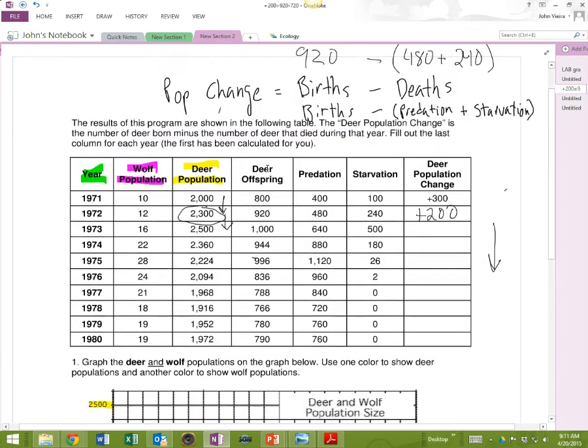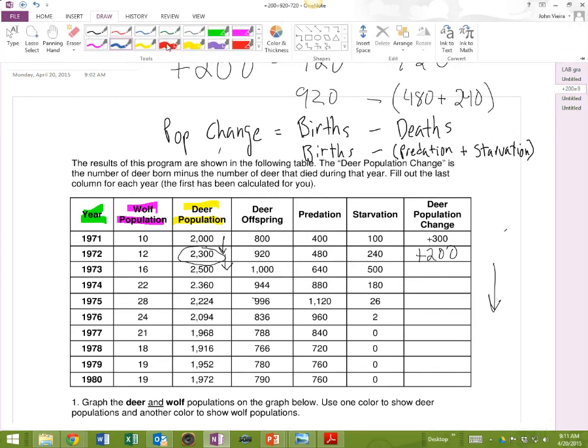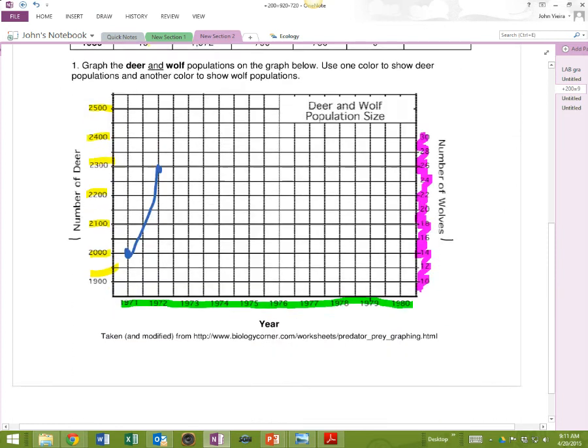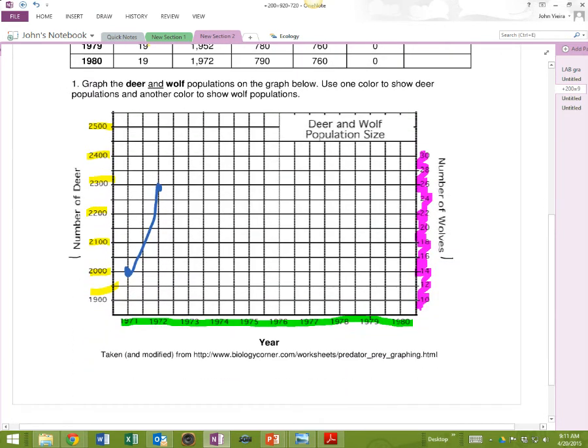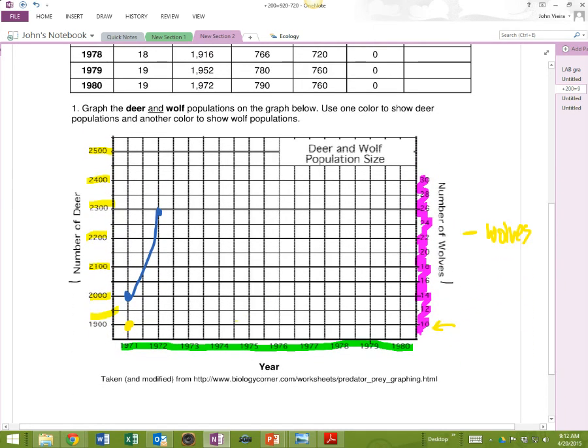But if I'm going to do the wolves, it's going to be another line after I'm done. Okay. Wolves in 1971 was 10. Now look, I need to go over here to see 10. So in 1971, here's my wolves. Now you guys got to have some sort of key. So I would put this wolves. Right? You guys can do a solid line or a dotted line. It doesn't matter. And in 1972, there were 12 wolves. So 12 wolves right here. Notice 12. So I have a second line going up here. Got it?